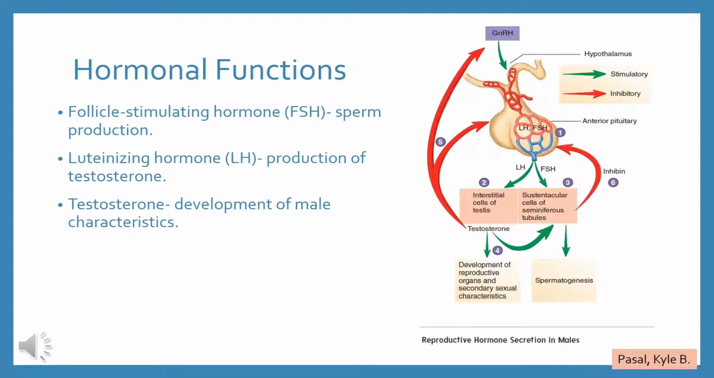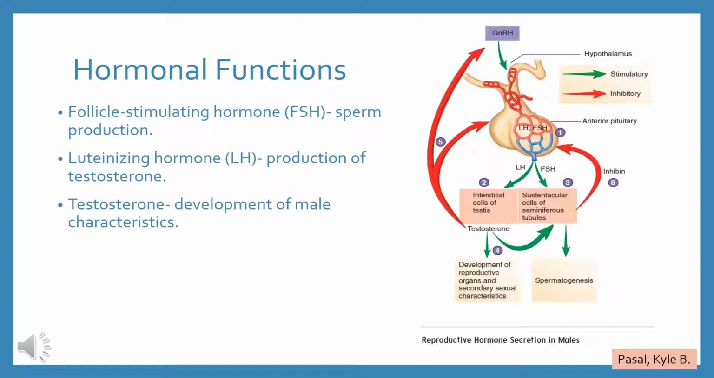FSH and LH are produced by the pituitary gland. It's located at the base of your brain and it's responsible for many functions in your body. FSH is necessary for sperm production. LH stimulates the production of testosterone, which is necessary to continue the process of spermatogenesis. Testosterone is also important in the development of male characteristics, including muscle mass and strength, fat distribution, bone mass, and sex drive.